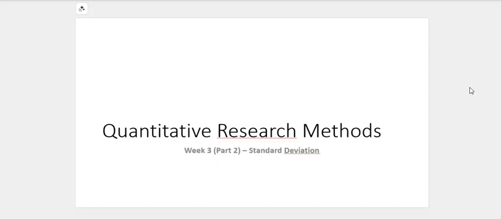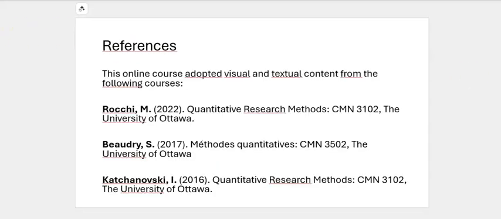So today we will start the quantitative research method, week 3, part 2. I will talk about the standard deviation. That concept is very crucial for quantitative research method. First, these references are important for my course. I constructed my course based on the 3 courses, and these are the names of my professors.